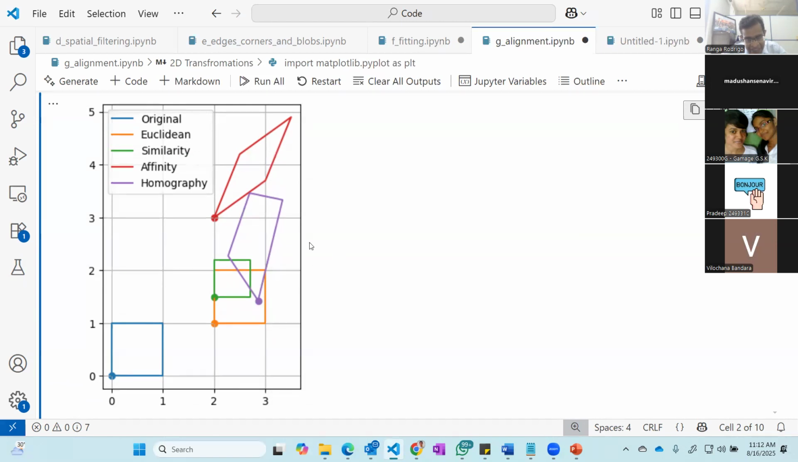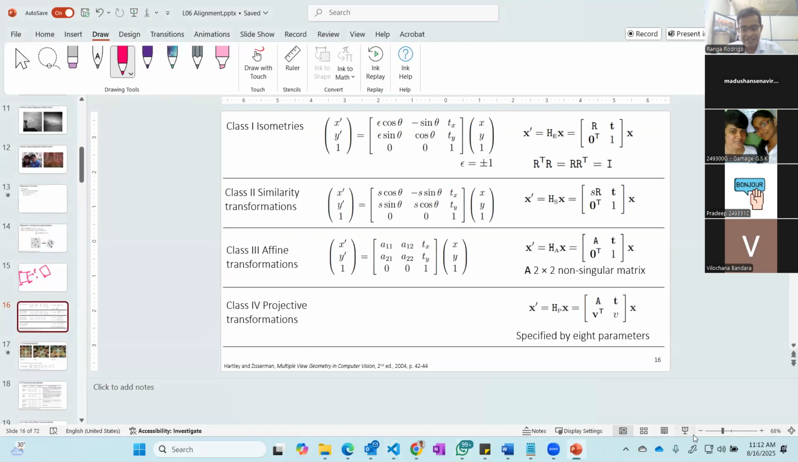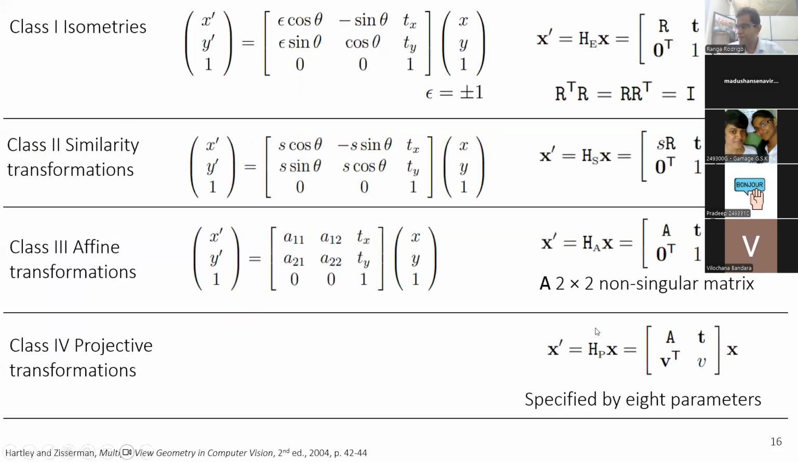So this is the action that happens when you change the camera's viewpoint and take two images. It becomes a homography. But right now we are trying to estimate an affine transformation. All these I have given today in the slide. So you can see the similarity transformation.